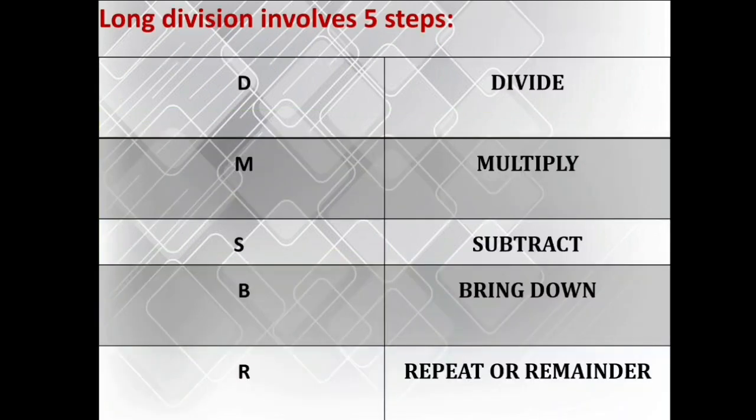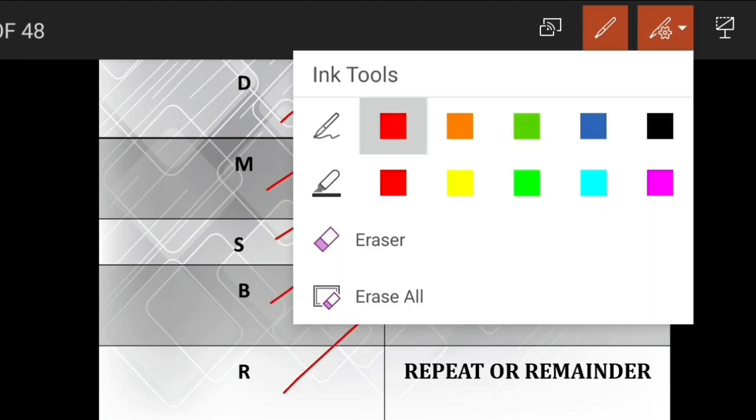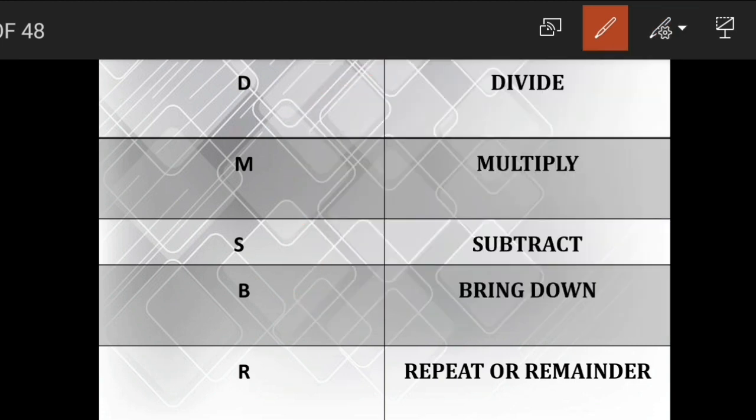Next is long division, which involves 5 steps. So usually when you are dividing a number, there are 5 steps which we follow: DMSBR. What are these? D is divide, then multiply, then subtract, then bring down, then repeat or remainder. What does this mean? Let us discuss.